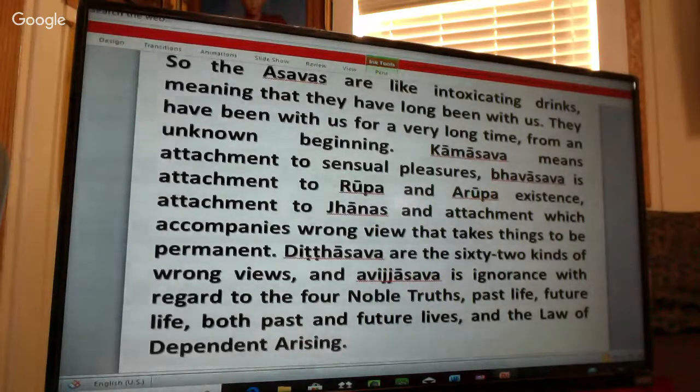And then ditthasava. Ditthasava is the 62 kinds of wrong view. There are many wrong views. The Buddha explained in detail the 62 kinds of wrong view in the Digha Nikaya, in the Silakkhandhavagga. So there are 62 kinds of wrong view, and we call this ditthasava.